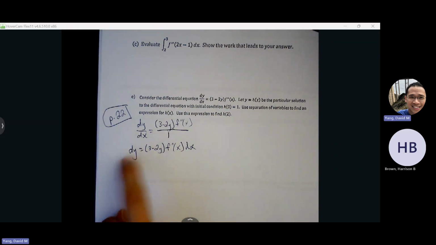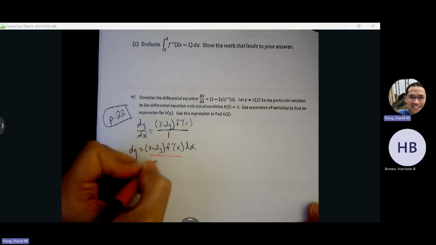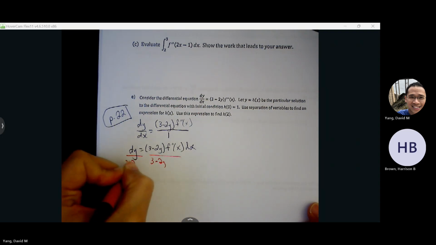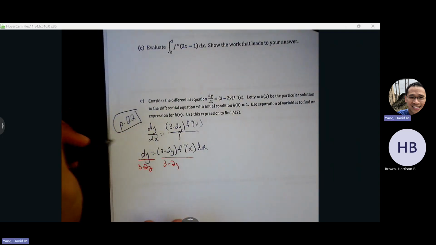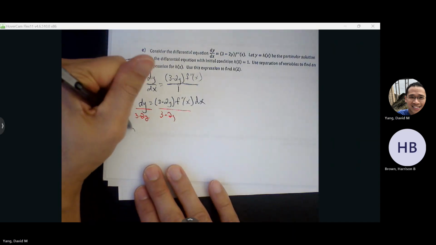We want everything associated with y on the left, everything else on the right side. So this 3 minus 2y is being protected with a set of parentheses to help remind us that anytime we move that y over, we have to move this whole thing over along with it. So we'll divide both sides by 3 minus 2y. Okay, now after we do this, we should have full separation of variables.